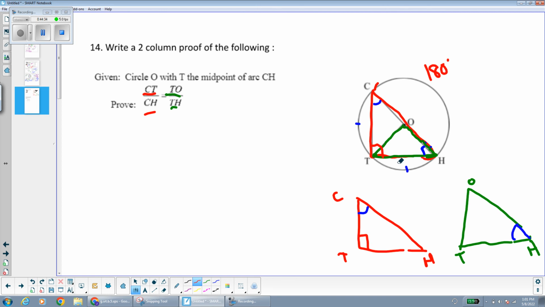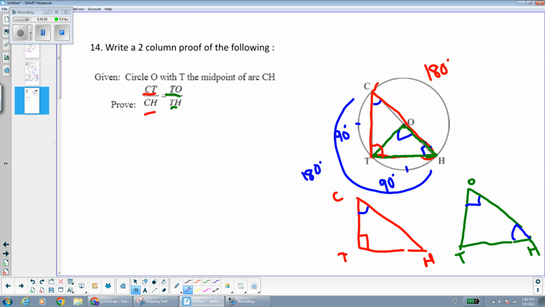I also know that these two arcs are congruent to each other, and together, these two arcs make a whole half a circle or 180 degrees. So each piece, since they're congruent, should be 90 degrees. And since angle TOH is a central angle, it's got its vertex on the center of the circle, it's congruent to its intercepted arc. So if its intercepted arc is 90, that means that we have a right angle over here as well. And now I have my two pairs of congruent angles for AA. Let's write this up in a proof.